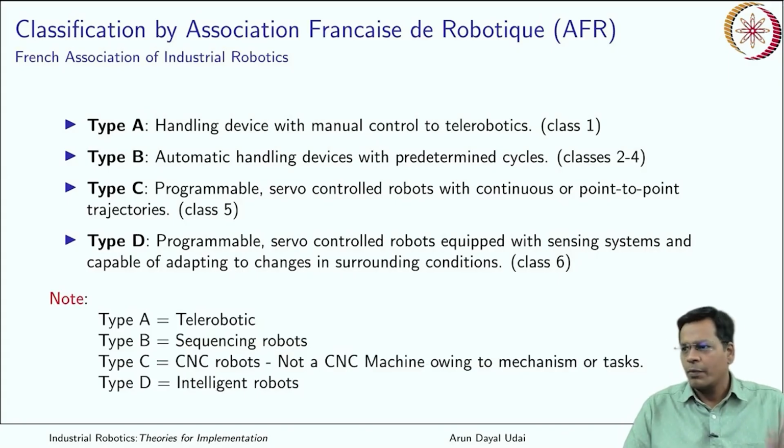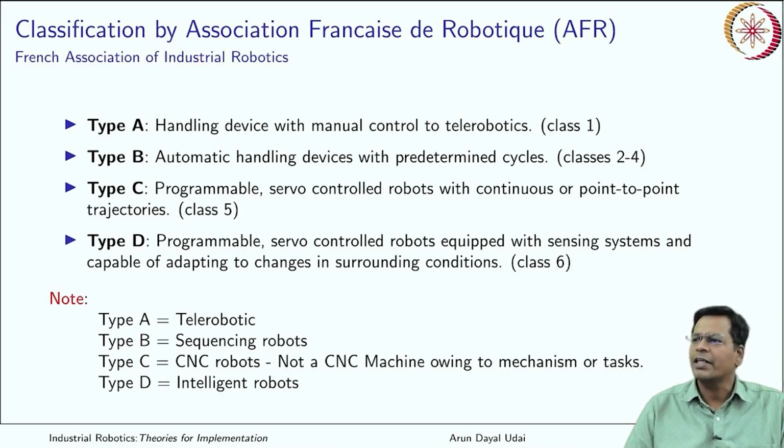So type A is basically a teleoperation robot, a master-slave kind of thing, and sequencing robots are given by type B. Type C is a CNC robot. Again, it is not like a CNC machine, owing to the type of mechanism it is made up of and the tasks which it can handle. Type D is the intelligent robot. So these are some of the standard internationally accepted classifications.